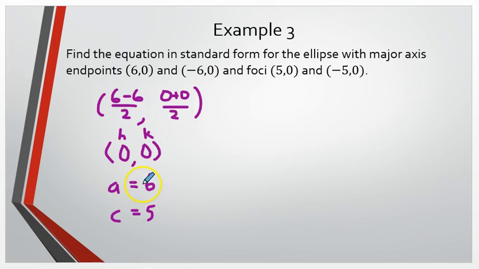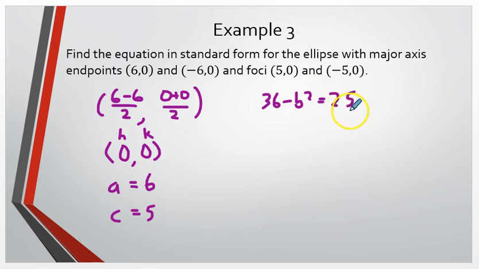Now the problem on this one is that I know a and c, but I don't know b. So this is one of those cases where you have to use the formula that a squared minus b squared is equal to c squared. So if they give you the foci or if they ask you to find the foci, usually you have to use that a squared minus b squared equals c squared formula that we talked about in the last notes.